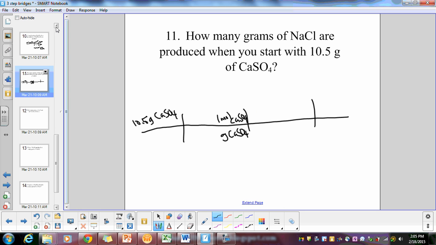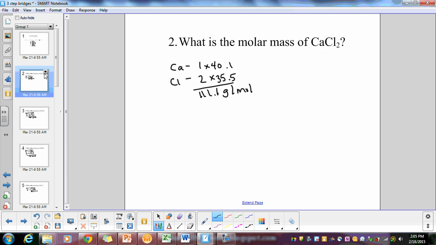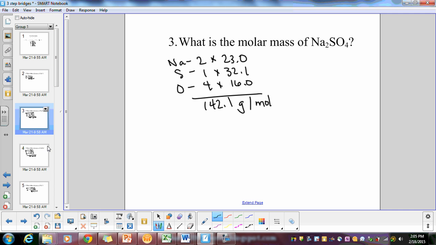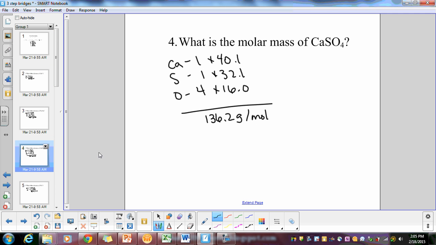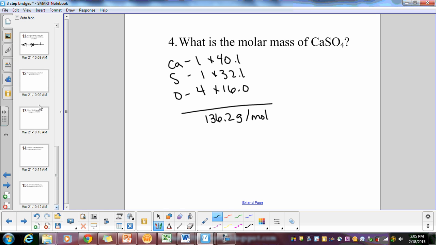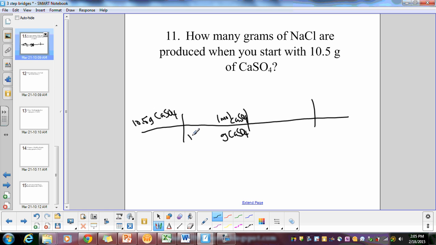I can look back at my molar mass here to see that the molar mass of CaSO4, let me find that, is 136.2 grams and 1 mole. So that's the number that goes right here, 136.2 grams and 1 mole. I have 1 mole of CaSO4 and 2 moles of NaCl. Those are my coefficients from my balanced equation. And then 1 mole of NaCl and 58.5 grams of NaCl.